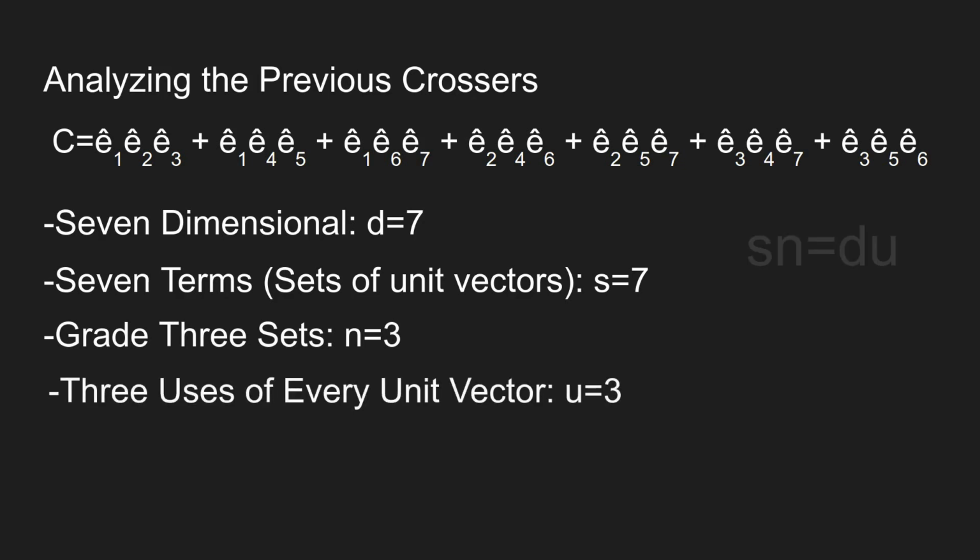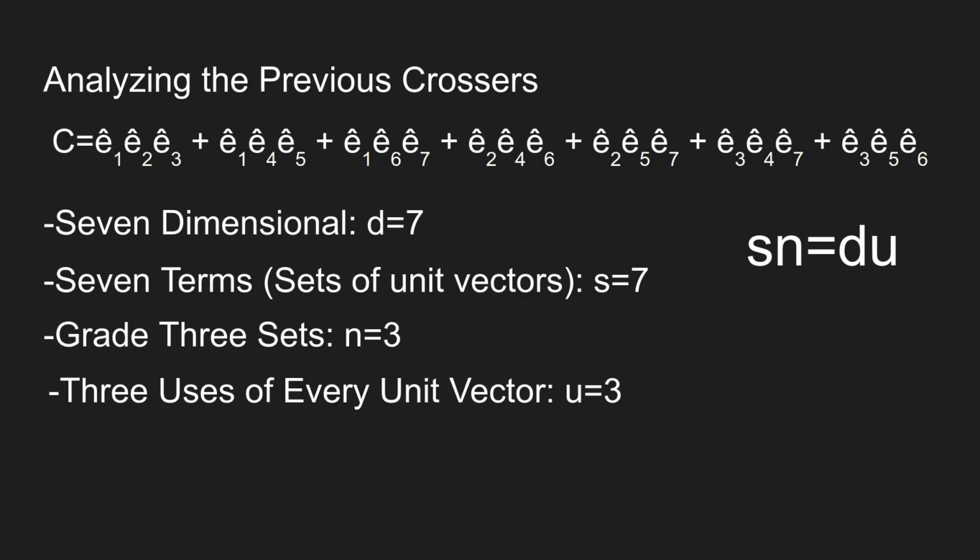One thing to notice is that these quantities are interrelated, as s times n equals u times d, which must be the case because the number of sets of unit vectors multiplied by the number of unit vectors in each set must equal the total number of elements used in all of the sets, which must equal the number of unit vectors used multiplied by the number of times each one is used.